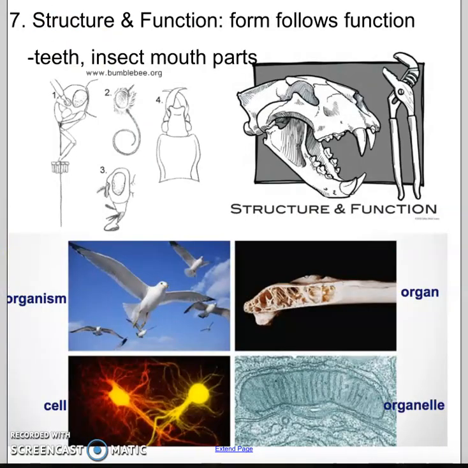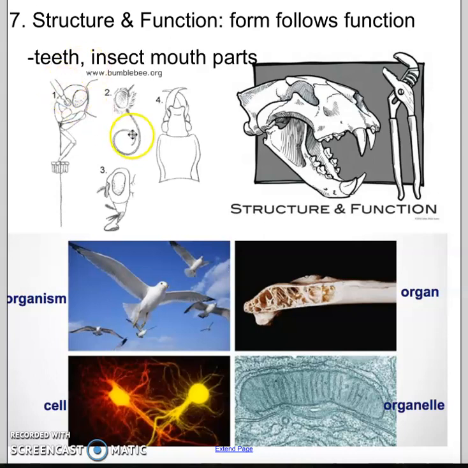Structure and function. This is probably my favorite theme in biology, or I like to call it form follows function. So if you look at these insect mouth parts, you can get an idea of what they do. So here we have the mouth part of a fly, and it almost looks like a sponge, like a mop. That's what it does. It mops up food. Here's a beetle. Pinchers, probably used to grasp objects, to chomp materials.